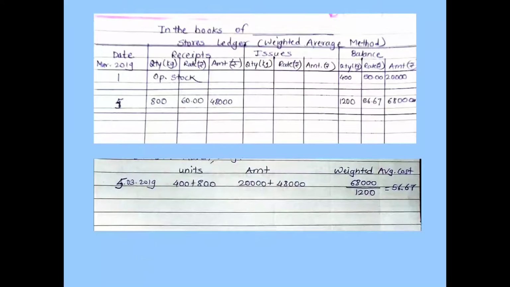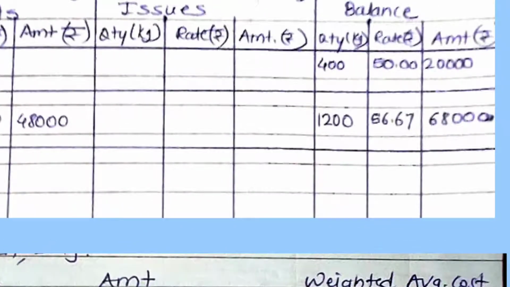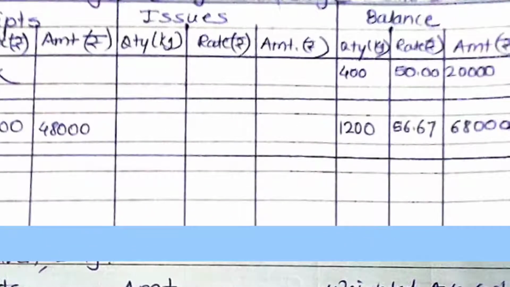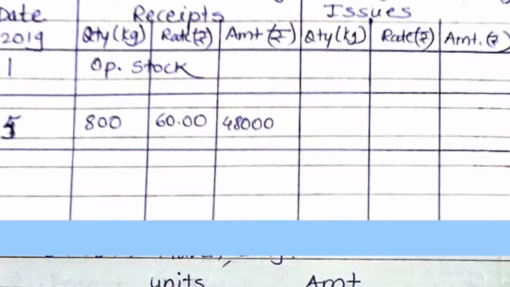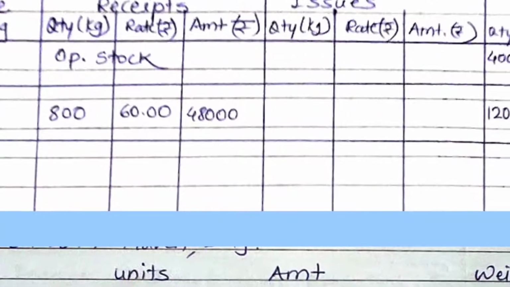Let us see the first transaction. On 1st of March we are going to record the opening stock. Opening stock is 400 kgs and the rate is 50. So 400 into 50 is rupees 20,000. So rupees 20,000 is your opening stock. Now the second transaction is on 5th of March. Those are purchases of 800 kg. Rate is rupees 60. So 800 into 60 makes 48,000. So these are our receipts.